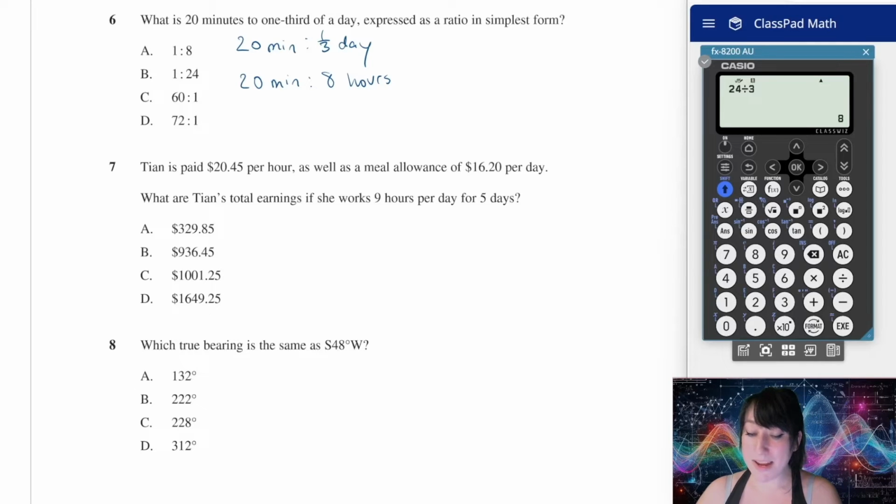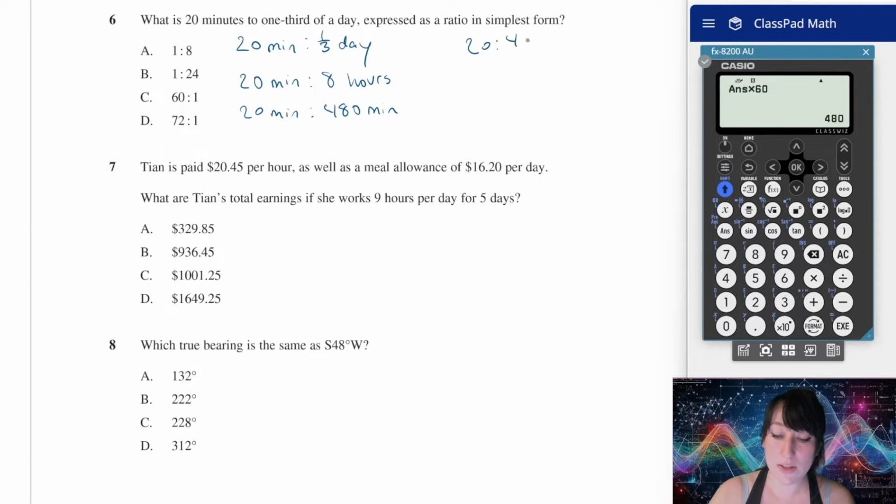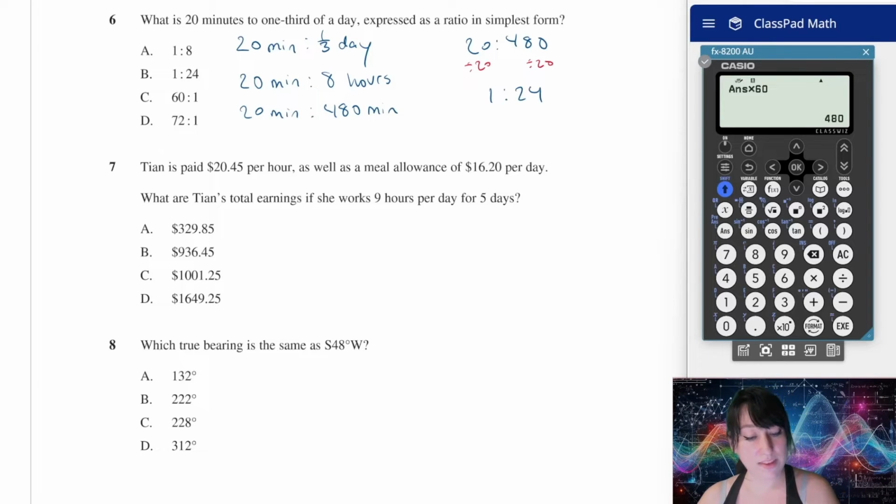Now let's convert that to minutes. Of course, there's 60 minutes in an hour, so if we times that by 60, we'll get 480. Now that both sides are the same unit, we can just write the numbers. It's 20 to 480. But we still need to simplify that. Now both of these divide by 20. 20 divided by 20 is 1, and 480 divided by 20 is 24. So the answer is B.